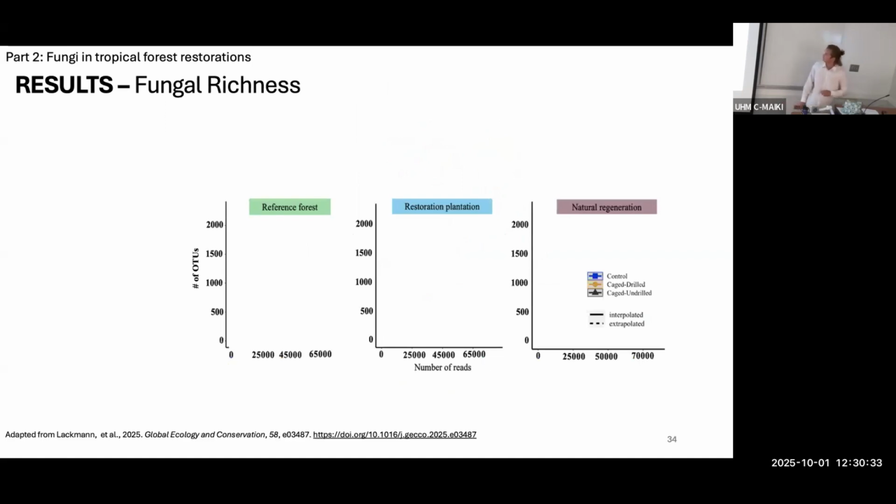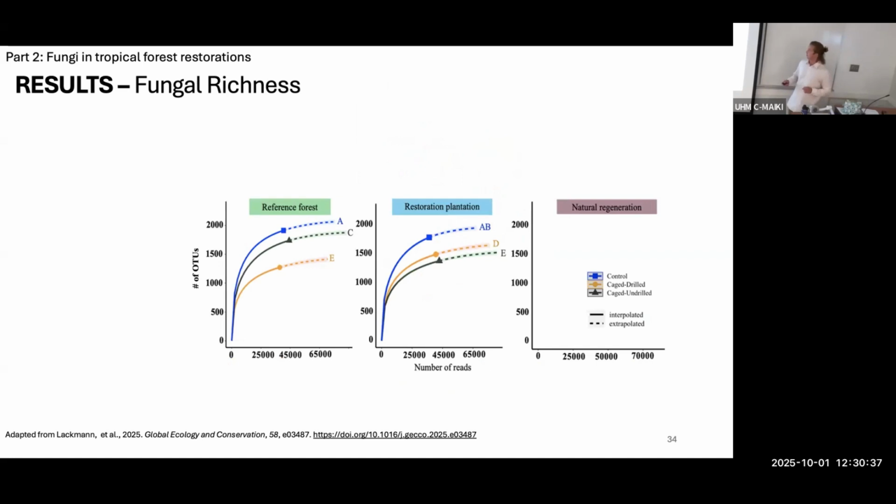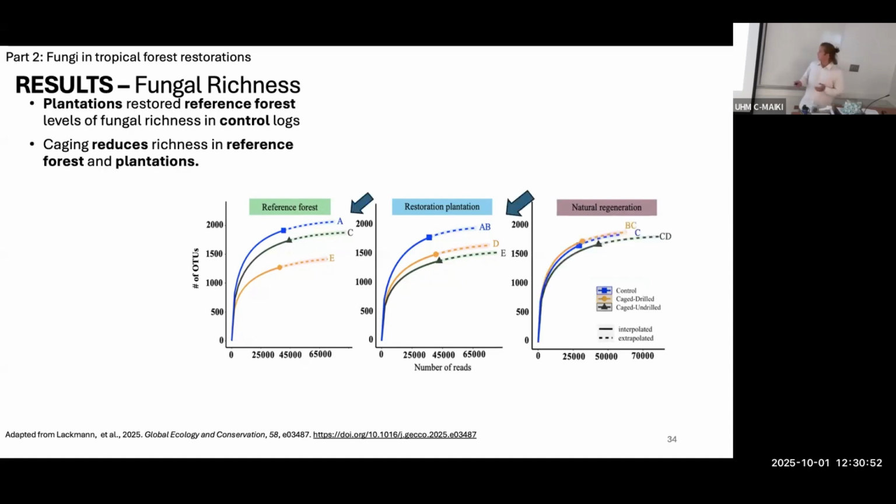In terms of fungal richness, what we found was that effectively the restoration plantation in the control logs, which are those blue lines there, they achieve levels of reference forest richness. And when we caged them, we saw reductions in richness. But when we looked at the natural regeneration, we saw both that it didn't achieve reference-like levels of richness in the control logs, and that this caging didn't seem to have any effect.